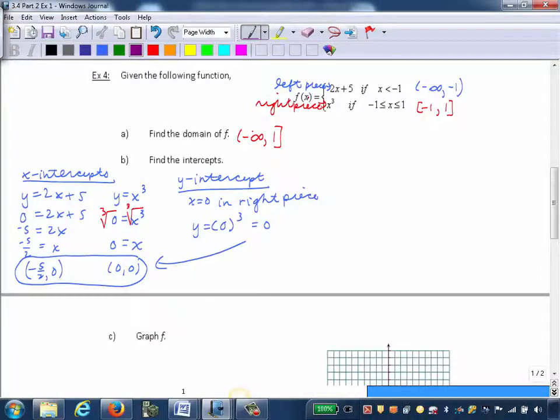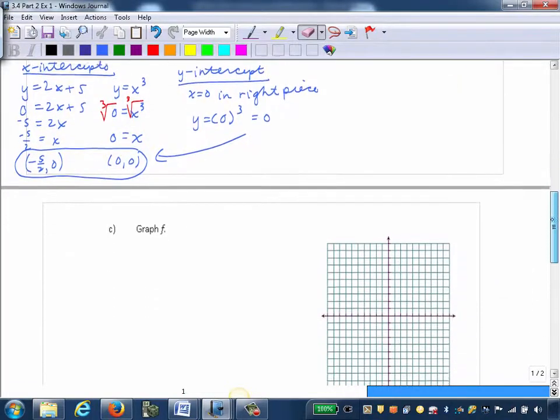Example 4, Part C. We want to graph the function f. We're given the equation of the piecewise defined function above. We found the domain in Part A, negative infinity to 1. We found the intercepts, negative 5 halves, 0, and 0, 0 in Part B. So we already have intercepts we can sketch.